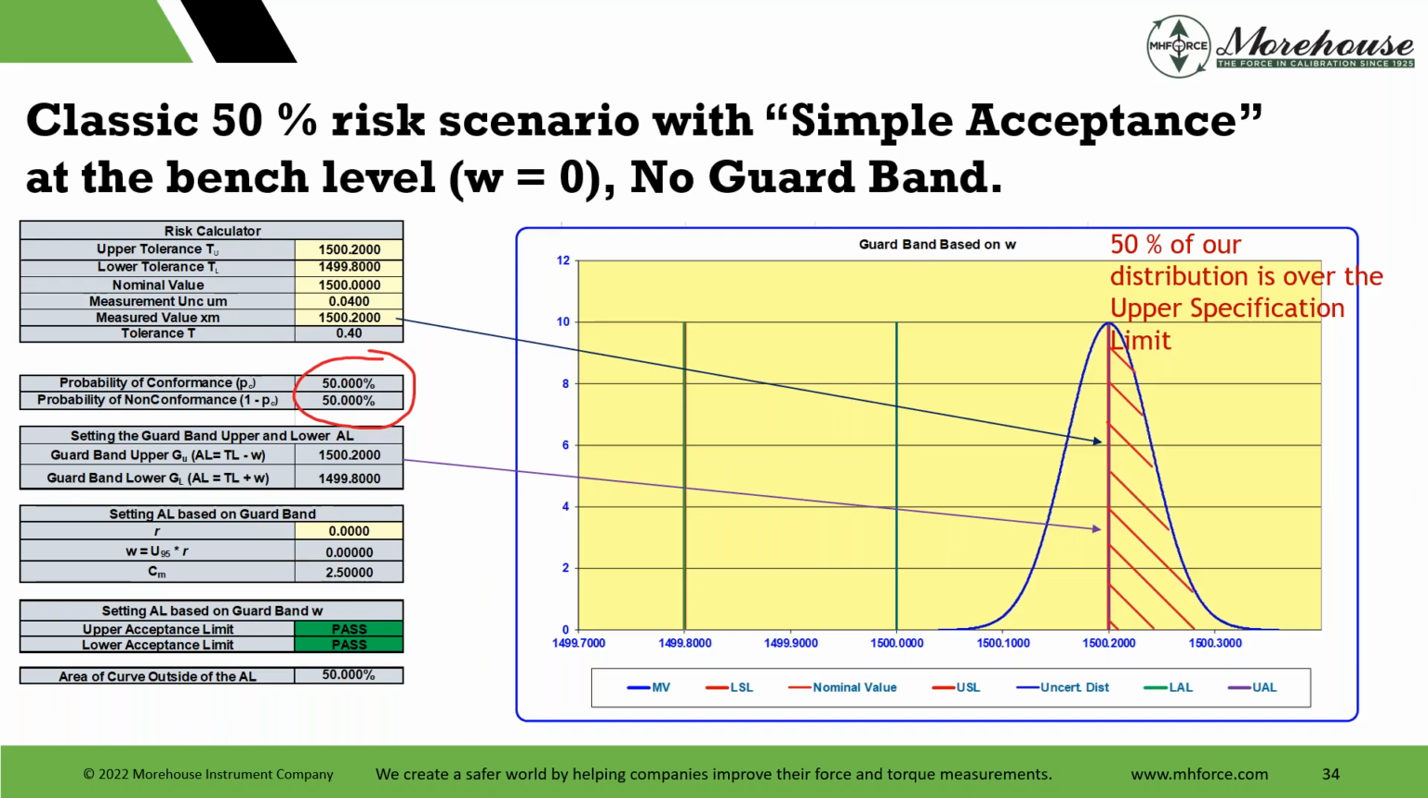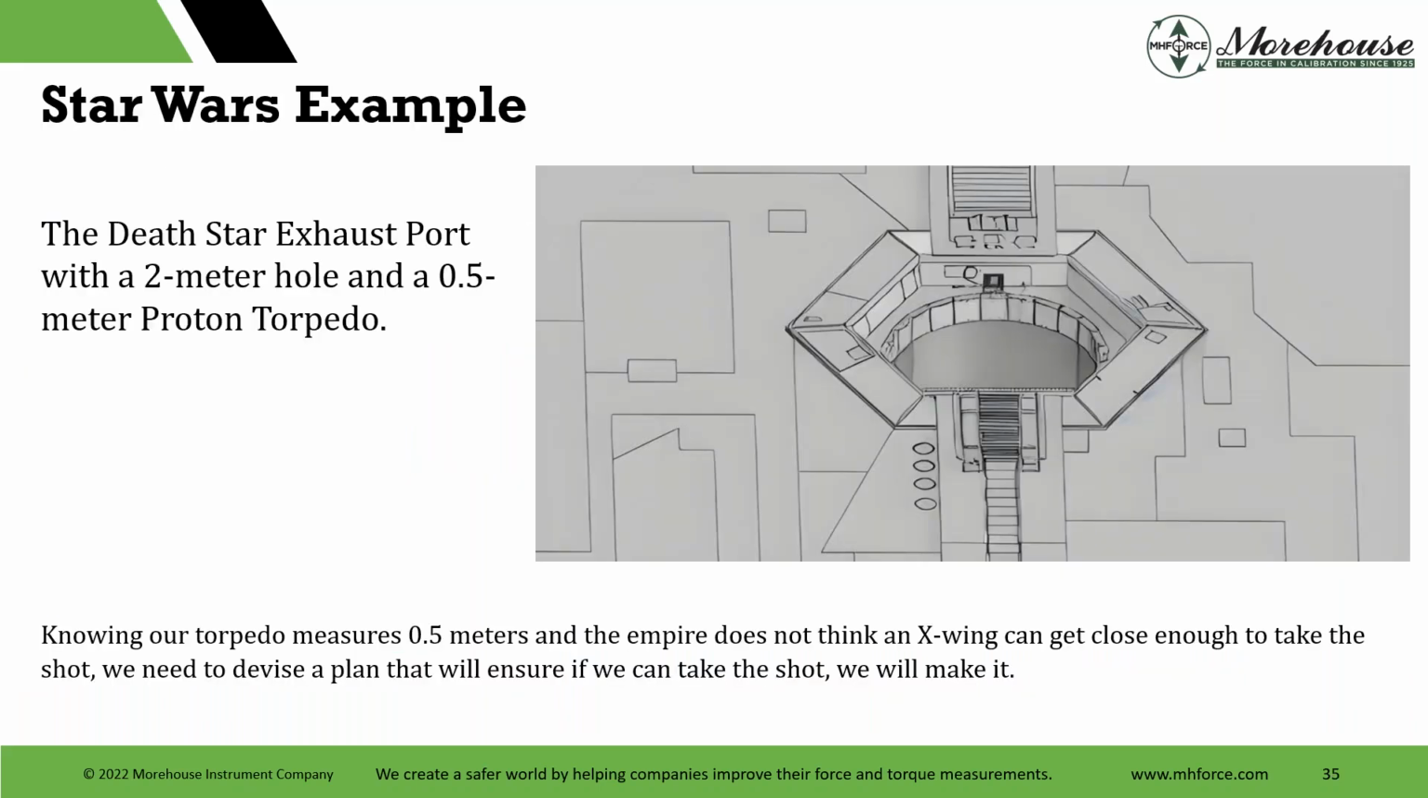And by accounting for measurement uncertainty, by ignoring it, is not accounting for it. So let's have some fun with Star Wars stuff. The Death Star exhaust port. Our rebel fleet is quickly gathering after receiving the Death Star plans, in which we've uncovered that a torpedo can be fired into a 2-meter exhaust port vent, which would impact the core and trigger a catastrophic explosion.